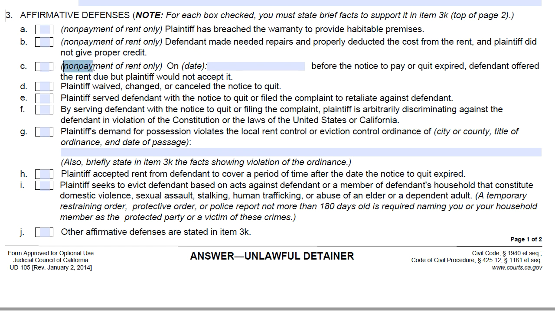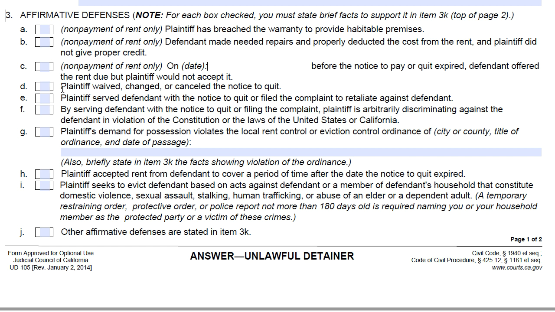Again, this is only for an eviction based on failure to pay rent. So if you tried to pay the back rent that was due and the landlord did not accept it, write down the date you tried to pay and mark C. Okay, next one, D.